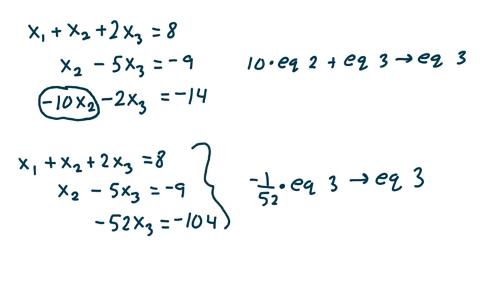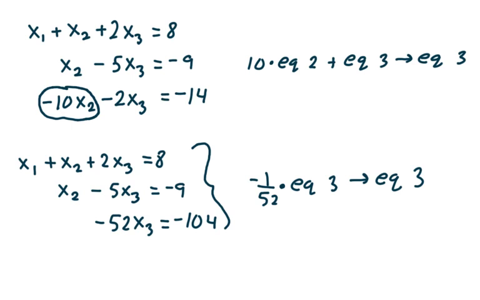When I rewrite this system, I get the following. x1 plus x2 plus 2x3 equals 8. Again, equation 1 remains unchanged. x2 minus 5x3 equals negative 9, and negative 52x3 equals negative 104.